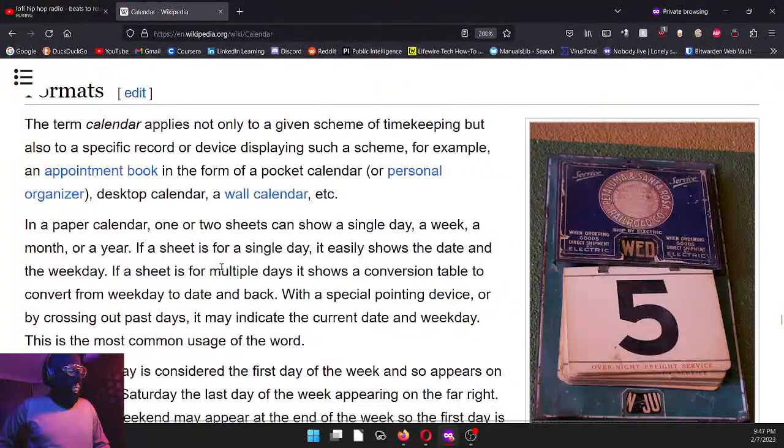Formats. The term calendar applies not only to a given scheme of timekeeping, but also to a specific record or device displaying such a scheme. For example, an appointment book in the form of a pocket calendar or personal organizer. Oh no, I can't pronounce things right now. Shoot. Or personal organizer.